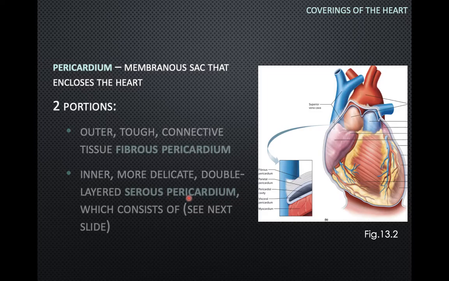So switching over to looking at the coverings of the heart. We're going to talk about the coverings of the heart and the walls of the heart. So they're two separate things, but they do overlap. The coverings of the heart include the pericardium. So this pericardium is pretty cool. It's this sac that encloses the heart.